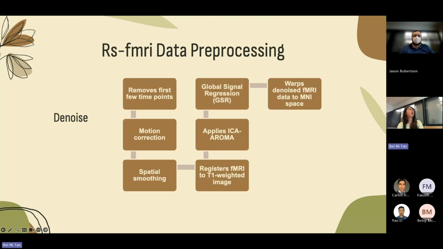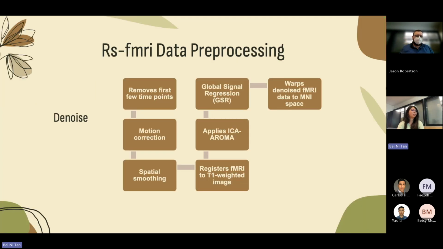And here is the rs-fMRI data preprocessing. All of the noise removal steps will be in the script which Carlos provided before. It will remove the first few time points, then motion correction, then spatial smoothing, and then fMRI to T1-weighted image registration. We also apply ICA-AROMA and global signal regression. And finally, we will use the denoised fMRI data and warp it to the MNI space.